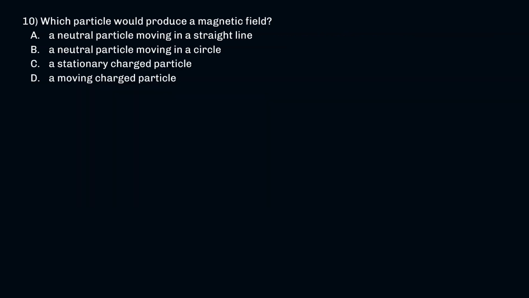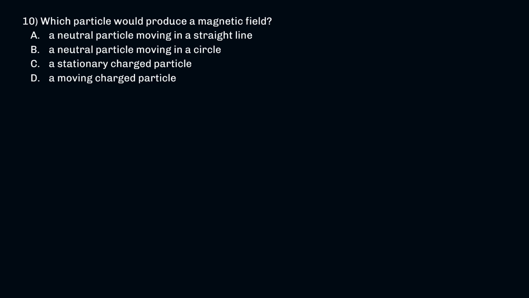All right, so number 10. Which particle would produce a magnetic field? This goes back to a lab that we did a little while ago. It was a little bit of an odd simulation. It showed this particle that was in this magnetic field, and you had a slider in which you could increase the velocity at some percentage of the speed of light. So you have to have something that is moving. So we have here 3 answer choices that involve movement.